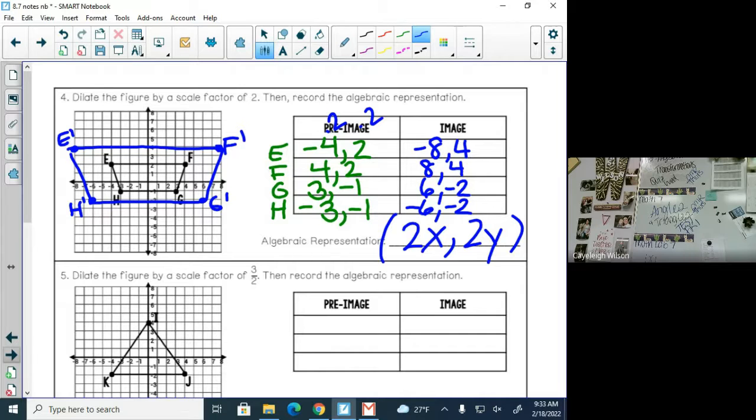Yeah, go ahead and graph them too. Is this going to be an enlargement or is it going to be a reduction? Because 3/2 is bigger than 1. 3/2 is the same thing as what? 1.5.